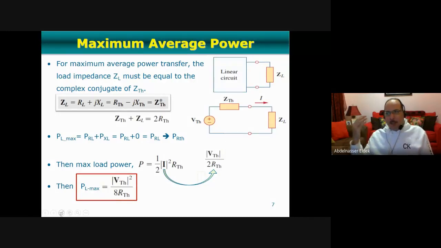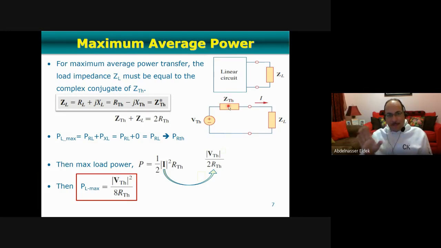Next part is talking about the maximum average power. The maximum average power is related to the maximum power transfer, which is when you use Thevenin. So I assume that you have a linear circuit connected to ZL. In this case, if you want to get the maximum power, then you have to connect this ZL to the circuit, and ZL equals the complex conjugate of Zth.